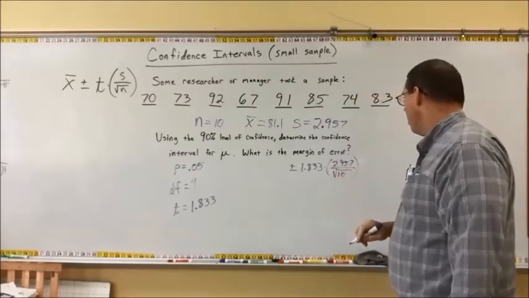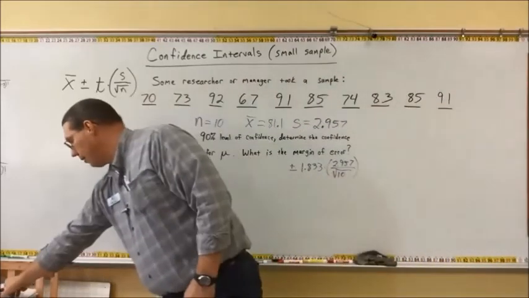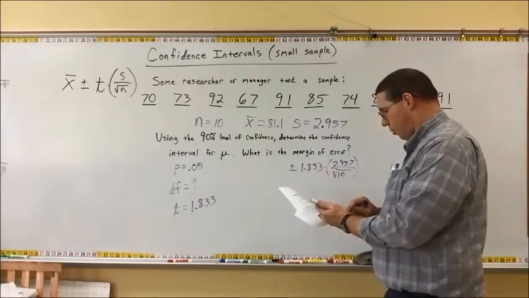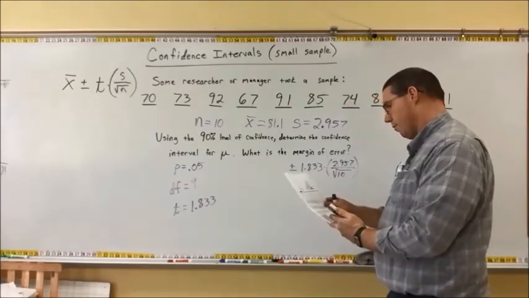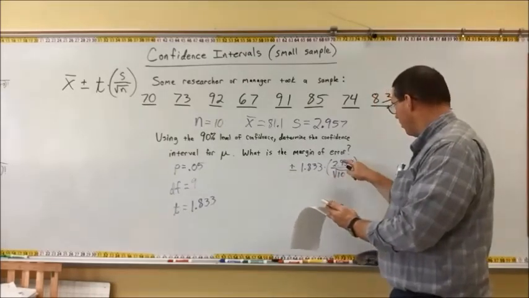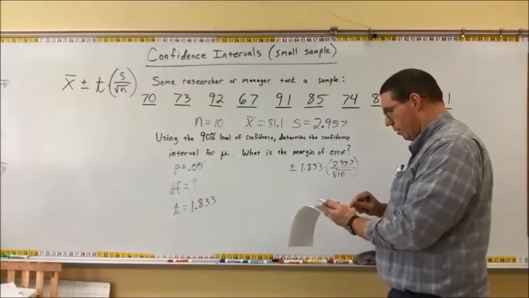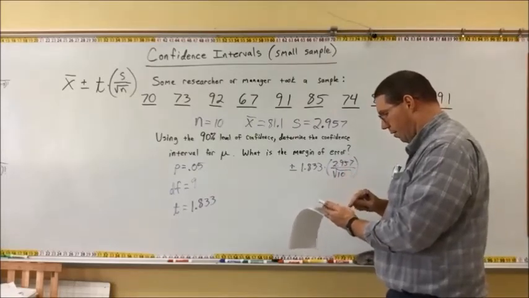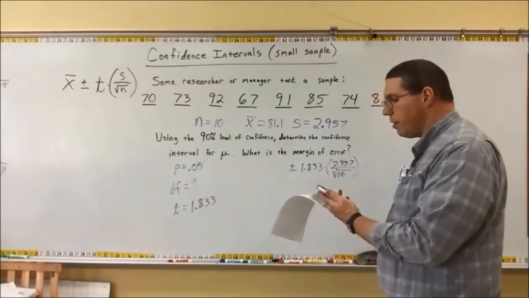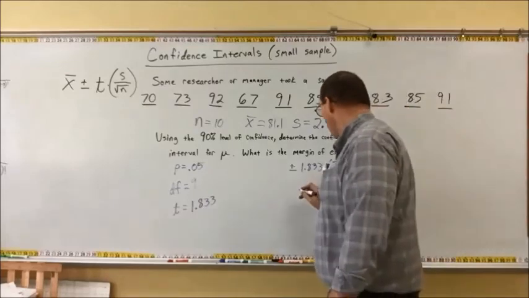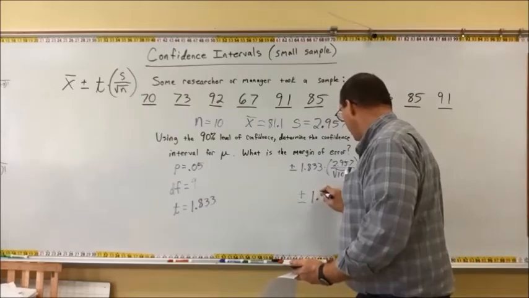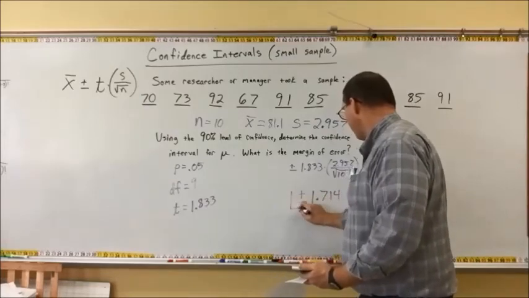Okay? And so let's grab a calculator. Got to do that. And we'll do 1.833, make sure that's right. Did I get that right? Yep, 1.833 times the 2.957 divided by the square root of 10. And that gives me 1.714. So our margin of error is plus or minus 1.714. That's our margin of error.